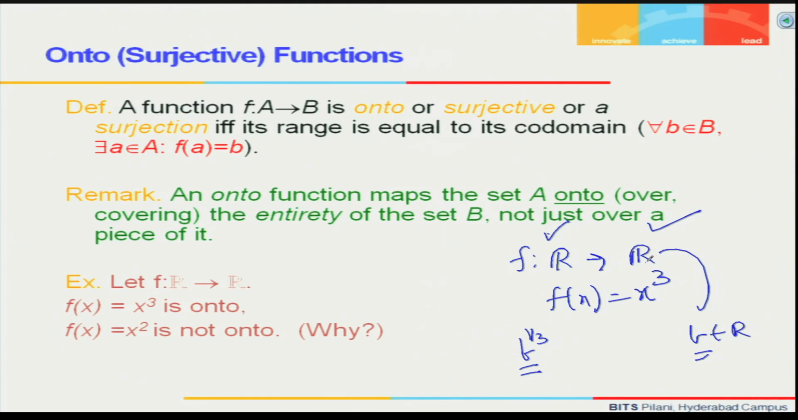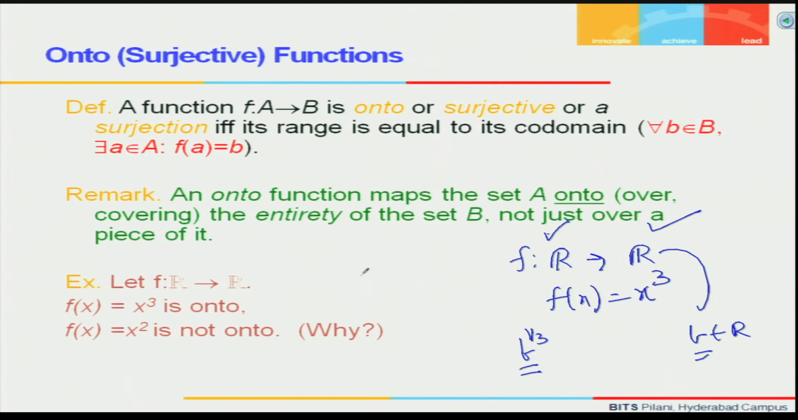I take any real number b, then its cube root is again a real number, and when I apply my function on the cube root of b, I will get b. So b has got a pre-image in terms of the cube root of b, and this is true for all the real numbers. Hence I say f is an onto function.